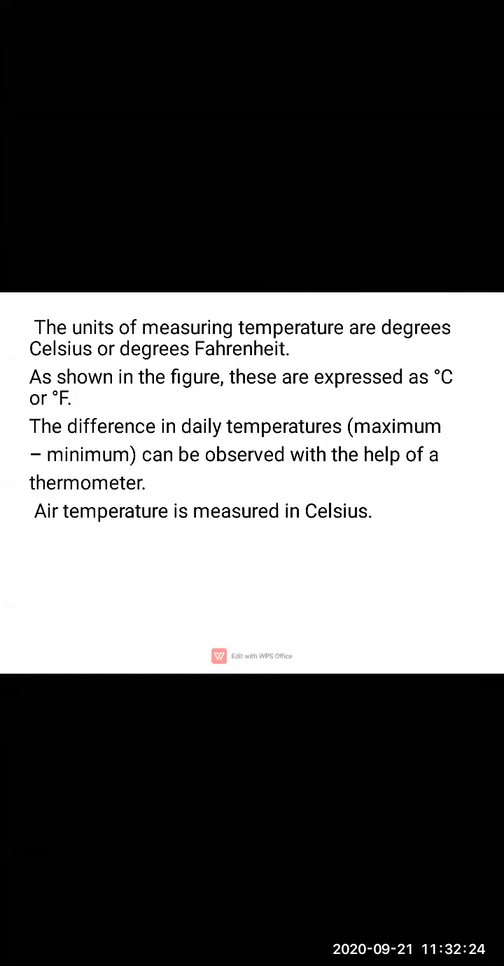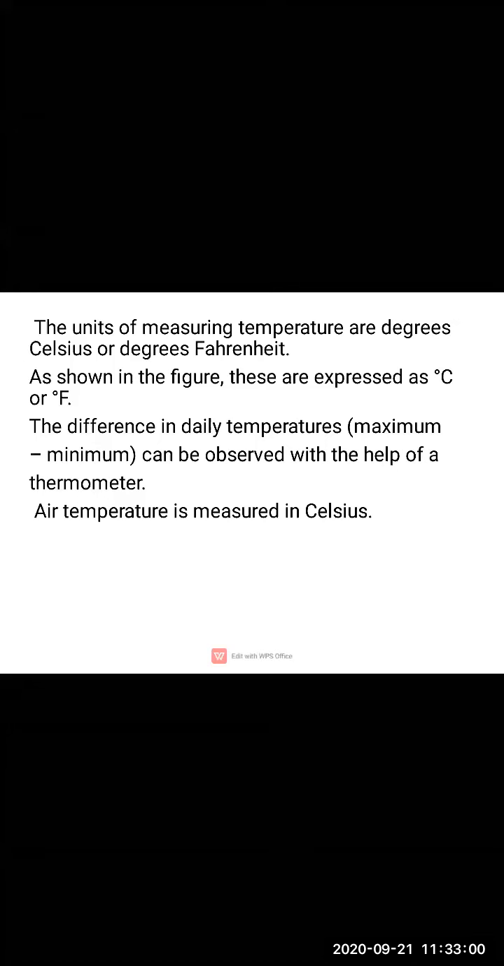Now here, the units of measuring temperature are degrees Celsius or degrees Fahrenheit. See, children, for measuring temperature, we use Celsius and Fahrenheit. Whenever we have any quantity, we use units for measuring it. When we have to measure the weight of an object, we say it is so and so kg. When we have to measure the length, centimeters, meters, volume, meters. So we use such units for measuring any quantity.